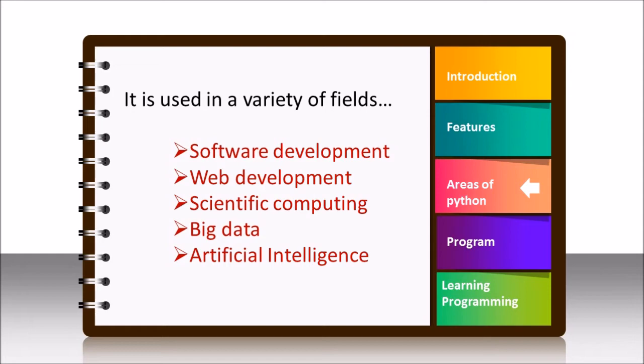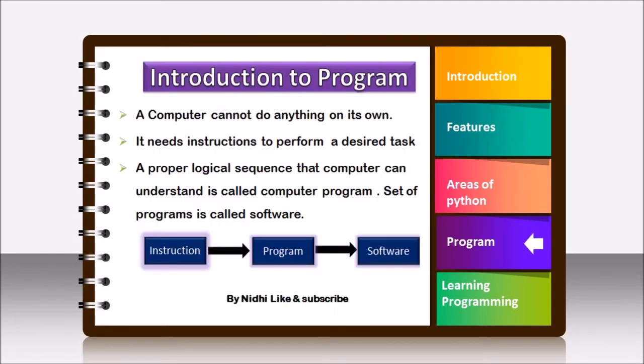Next, before starting a programming language, let's try to understand what a program is. A computer cannot do anything on its own. It always needs instructions to perform a desired task. So a program is just a logical sequence that the computer can understand, a set of organized instructions, and a set of programs is also known as software. Initially we have instructions that are organized in a proper way, then it becomes a program, and with a set of programs we can make software. So this is just the introduction of a program.